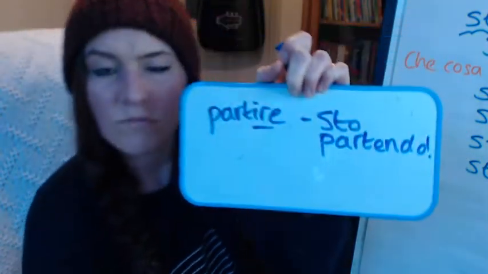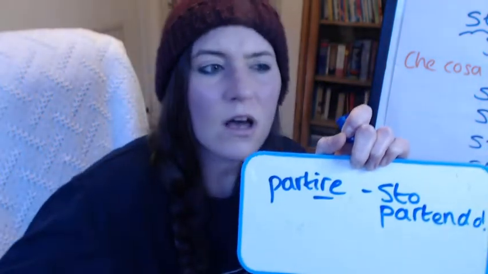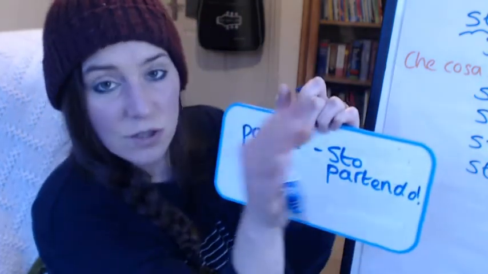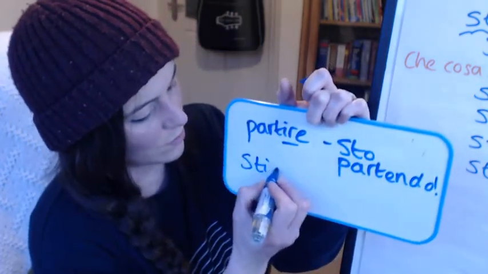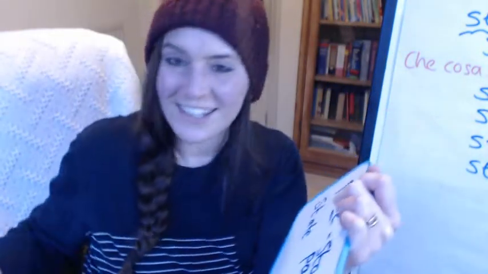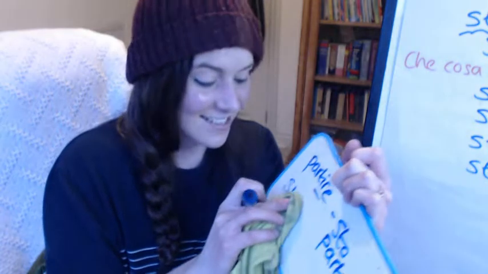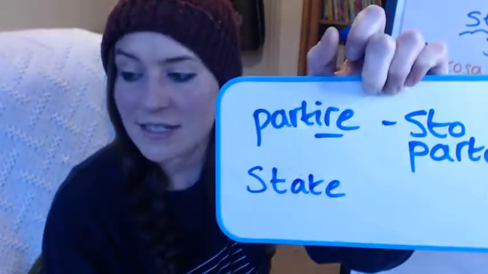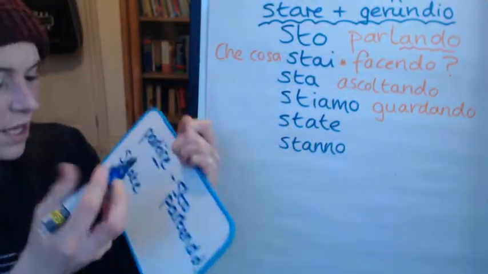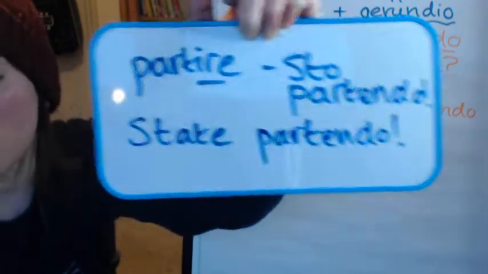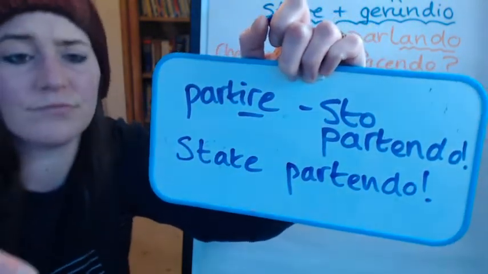Così. What about you guys are leaving? Ah, you're leaving. So, if it's the you guys, it's in the plural form, voi. Scusa, non estiate, no. That's a different thing. Stiate does exist, but it's the present subjunctive. State, like on my board. State partendo. Ma che peccato, state partendo.